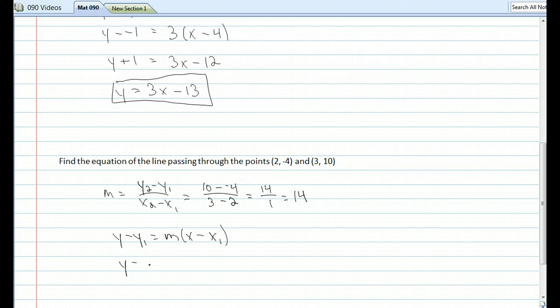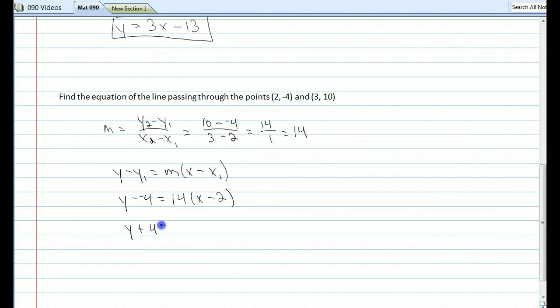So we have y minus y1. I'm going to choose this point here, negative 4, as y1. Slope is 14. And x1, since I chose negative 4 for y1, x1 is going to be 2. Now we can simplify this and get y by itself just like we did in the previous example.